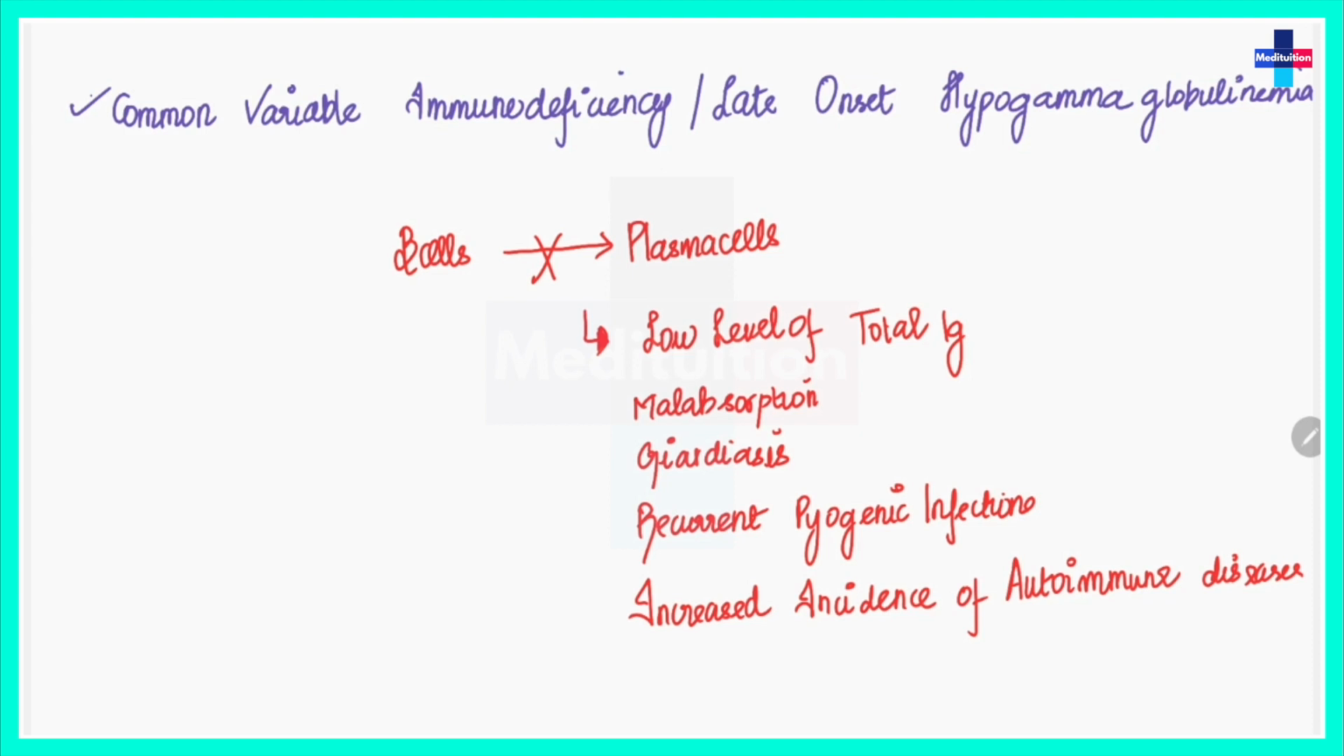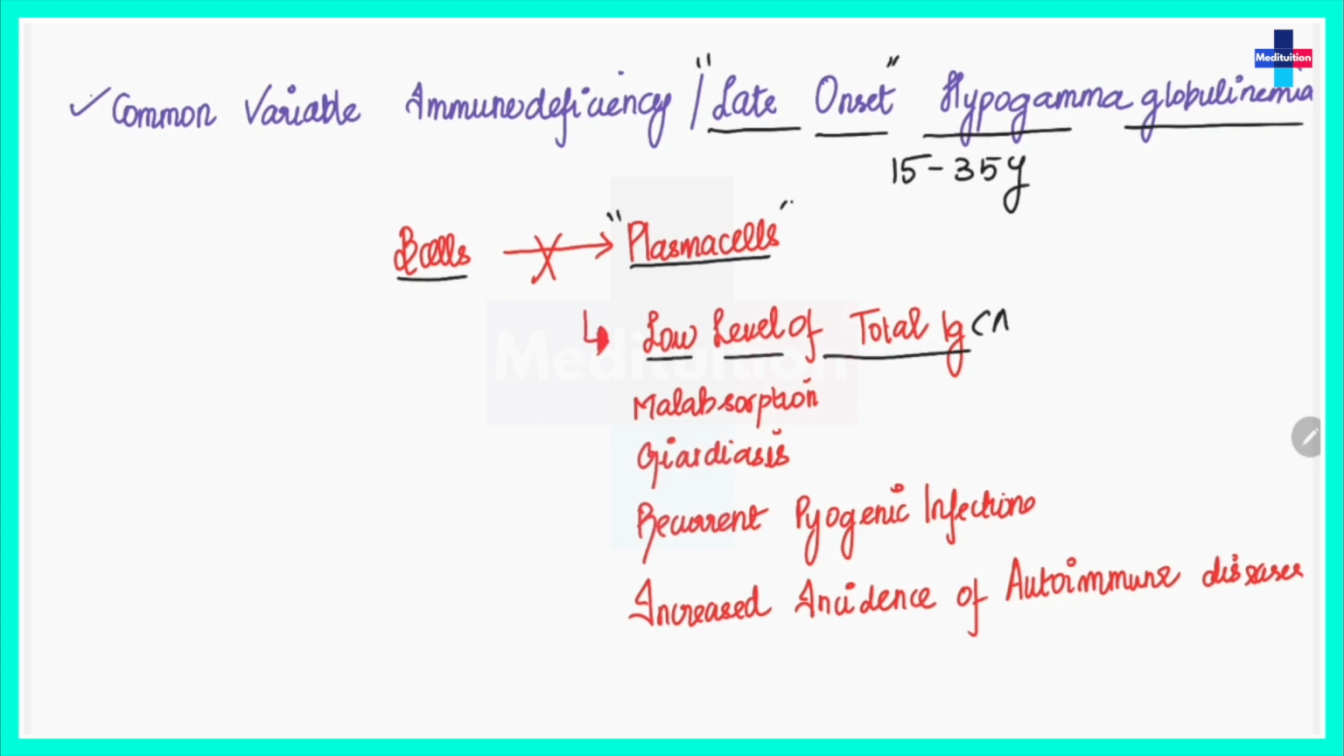Then the next disorder we will see is common variable immunodeficiency. It is also called late onset hypogammaglobulinemia, because this happens in later parts of life, around 15 to 35 years of age. We know to produce antibodies we need plasma cells, and plasma cells are nothing but modified B cells. So in this disorder B cells cannot be transformed into plasma cells, so we can't produce antibodies. That is the problem in common variable immunodeficiency. That will lead to a low level of total immunoglobulins, that is a low level of antibodies, because we don't have plasma cells. Antibodies are produced from plasma cells.